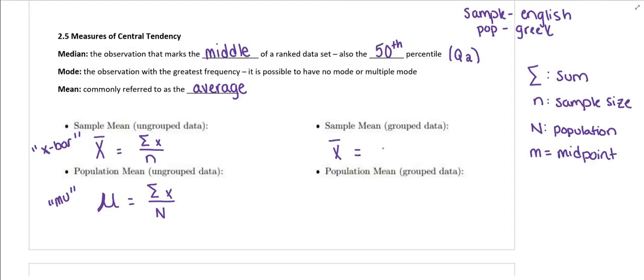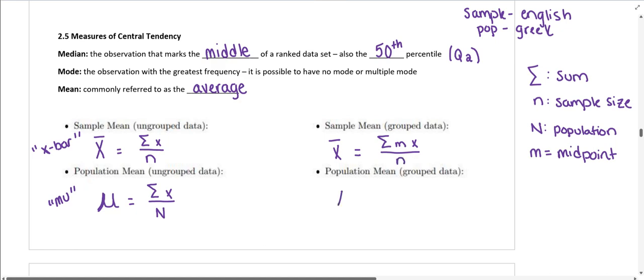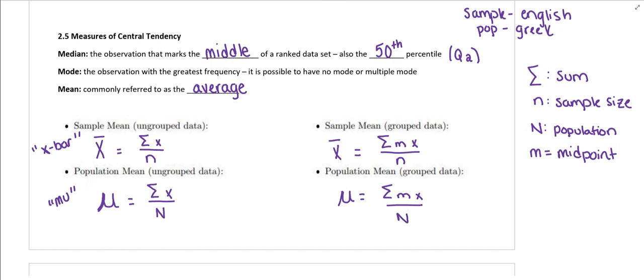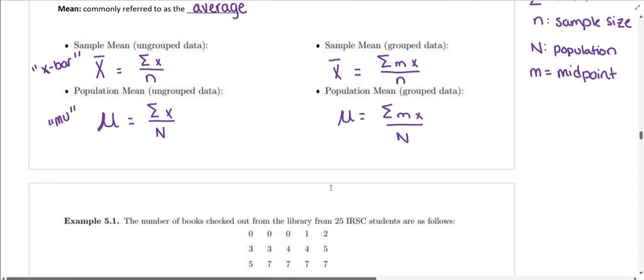All right, so we have X bar is going to be the sum of your midpoint times your X values over your sample size. And then for a population mean, same thing. So you have a mu is going to be the sum of your midpoint times your X values over your population size. Okay, so those are your formulas. And it's really just doing the same thing that we've done previously where we found the mean, the median, and the mode. You're adding the values, dividing by how many. You're just looking at them now as formulas with different symbolism.